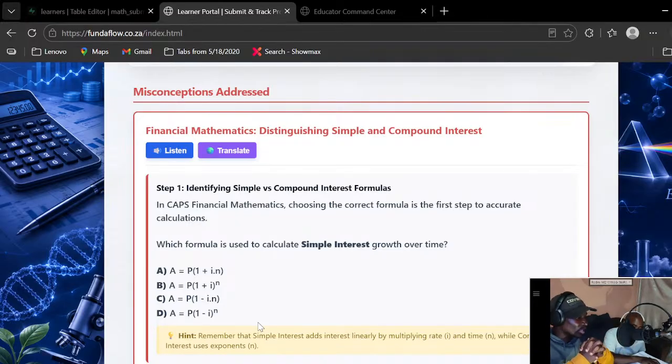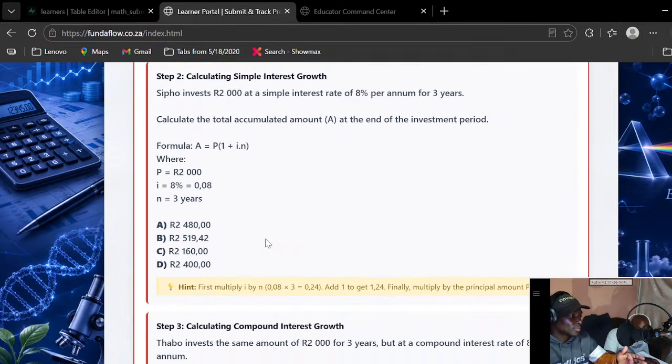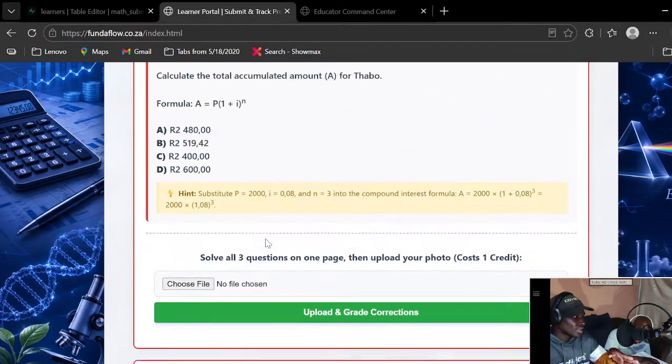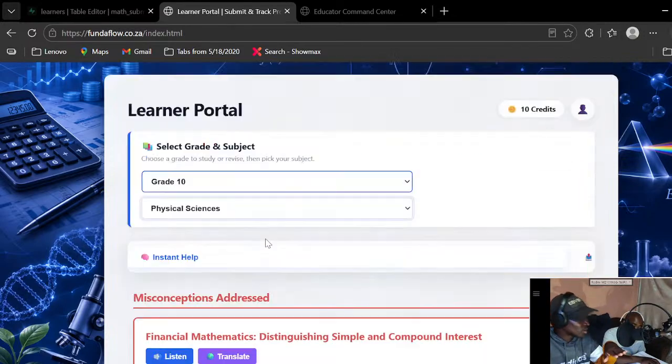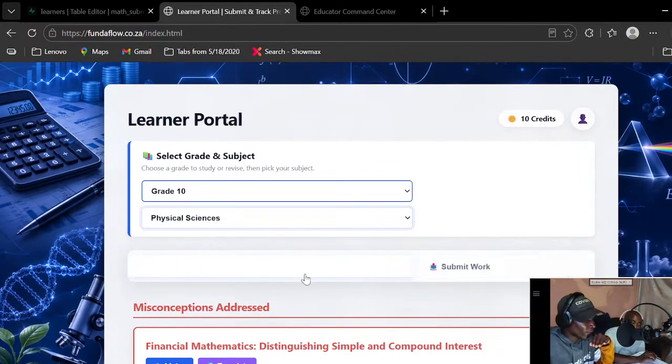Looking at this one here, I was already marked down in finance. I don't know how to differentiate between simple interest and compound interest. What happened to me? So this is the misconception that I came across. Then I'm going to write my misconceptions and submit them. After I submit, it's going to grade me, working exactly like everything else.